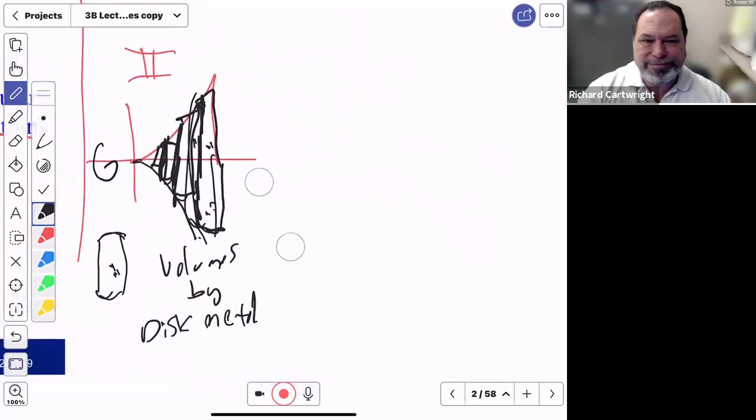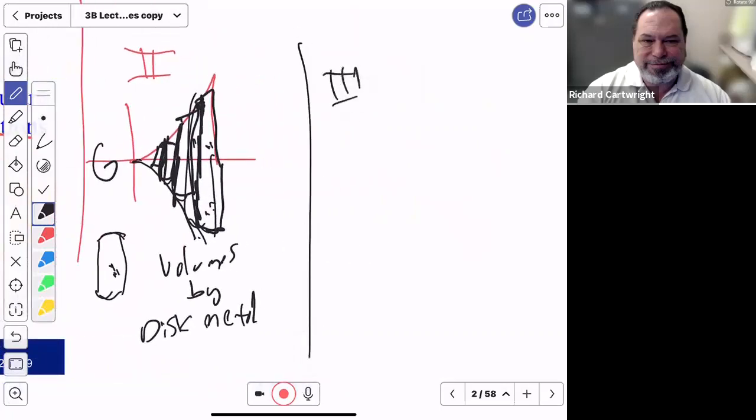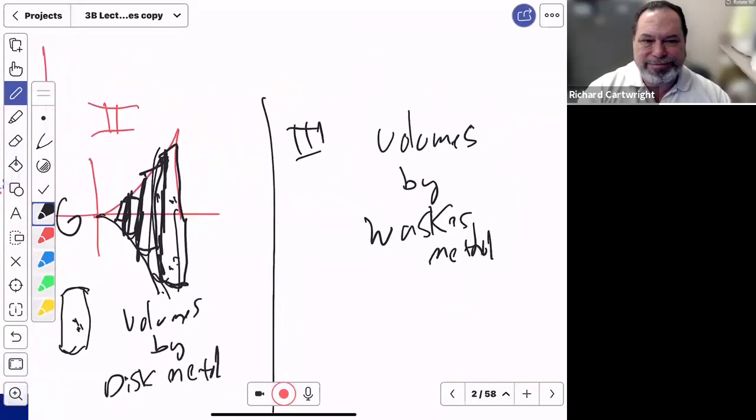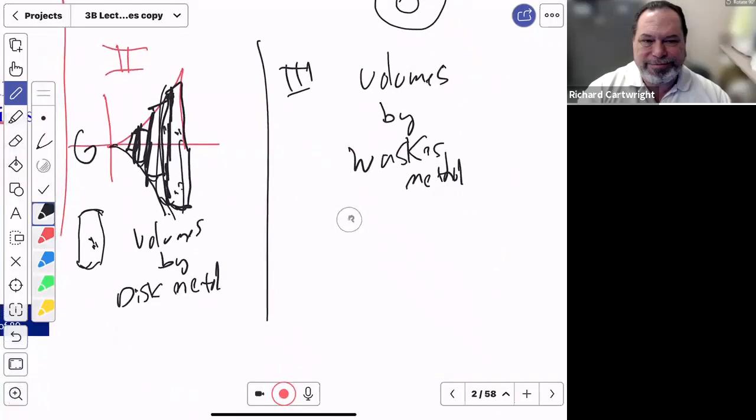Then I call part three volumes by the washer method. You know what a washer is in the hardware store? Yes, Israel, it's circular and it has another hole inside it. It's like a lifesaver, but it's flat. You can picture them as lifesavers, and that's called a washer. And what does that have to do with this? What if that same picture over here wasn't just one function? What if there was another function involved?